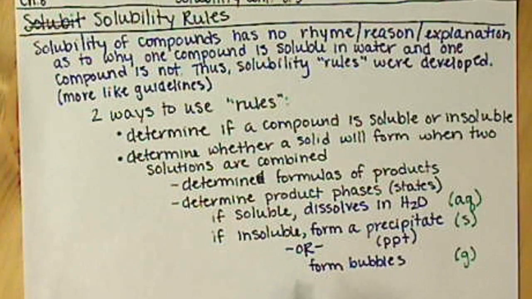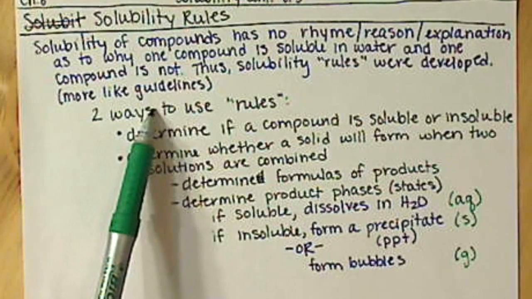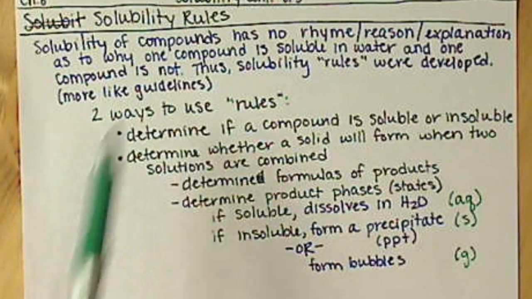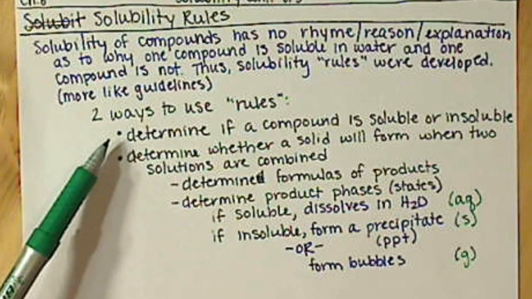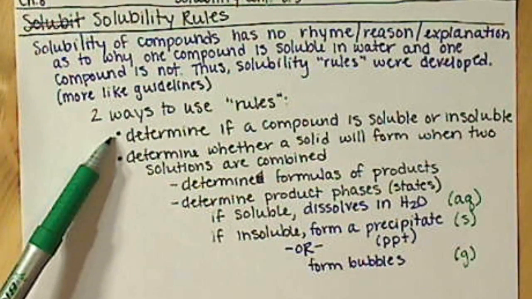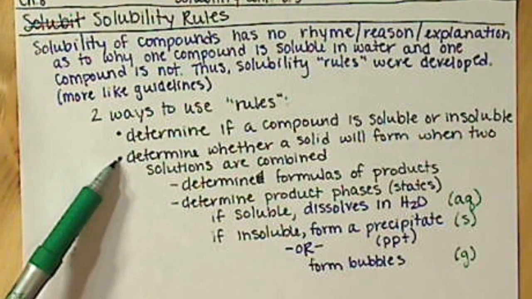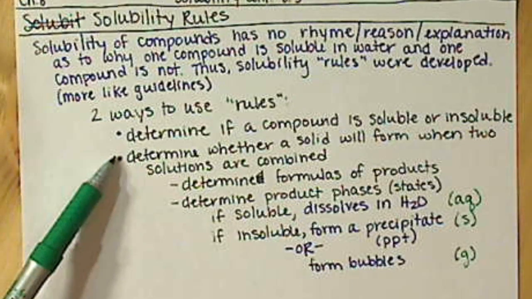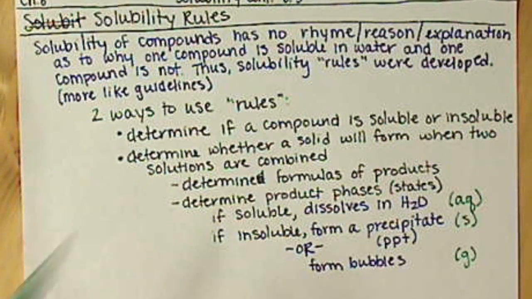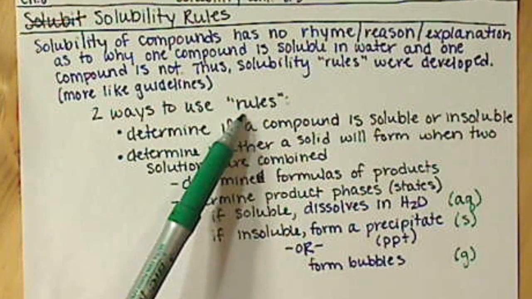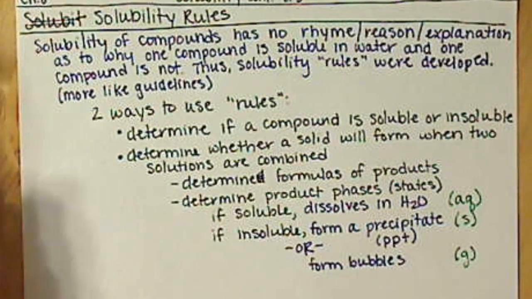So these are the two ways that we can use the rules. First, let's just practice determining if a compound is soluble or insoluble. And then I'll show you an example of determining whether a solid will form when two solutions are combined. First off, we need to actually discuss what these rules are.